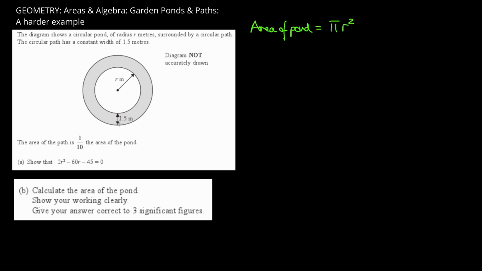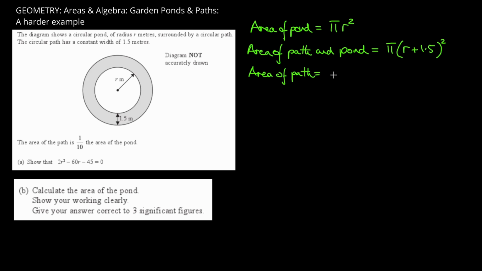We can't get to the area of the path without finding the area of the complete path and pond, and then take away the area of the pond. So I'm going to say that the radius of path and pond will be r plus 1.5. So the area of path and pond is pi multiplied by (r plus 1.5) squared. So the area of the path must equal the total area minus the area of the pond, which is pi r squared.